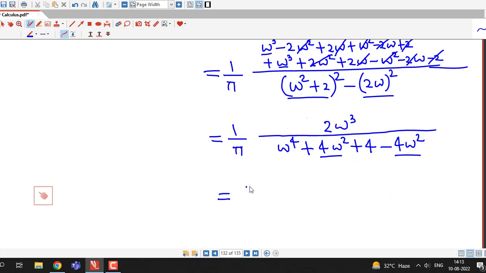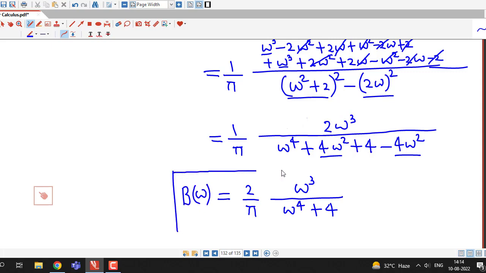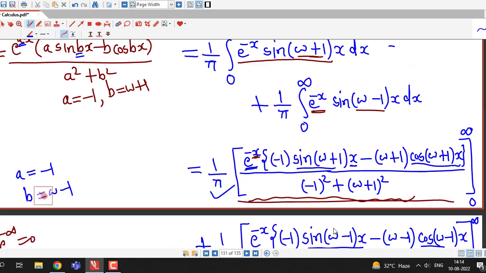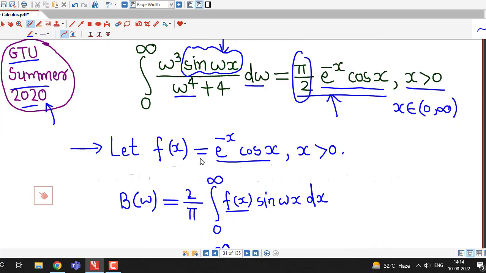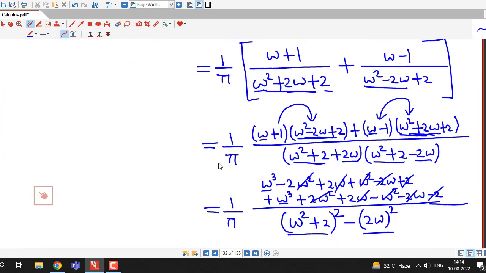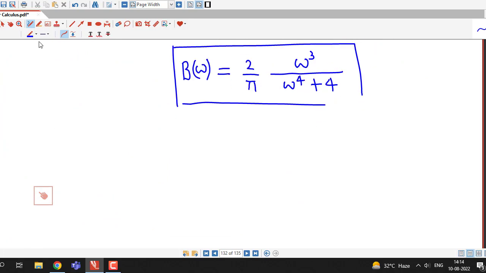So finally we have 2 divided by pi, omega raised to 3, and in the denominator we are left with omega raised to 4 plus 4, and this is our b omega. So you have to go up to this step, because we require this omega cube upon omega raised to 4 plus 4. Here we require it, so I must simplify up to this step. Now once I obtain b omega, I can write down the Fourier sine integral of function fx.